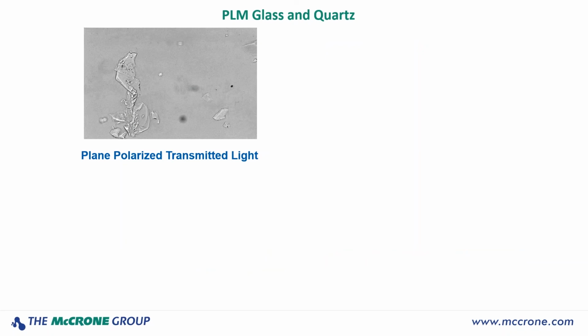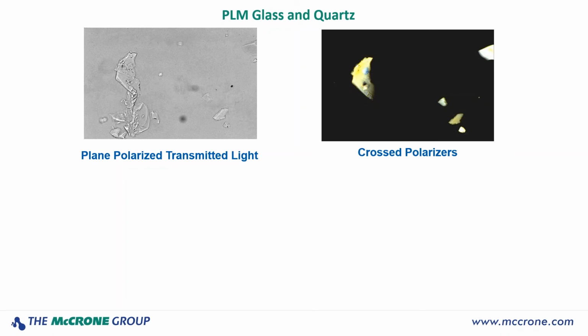Here's another example of polarized light microscopy. If you're looking at samples that have a lot of clear crystalline materials in them, you can't really tell too much about them or differentiate them with normal plain polarized transmitted light. They're just clear fragments, and you really can't distinguish anything from one another if they happen to be different materials. One of the ways to help distinguish these types of things is to cross the polarizers again. If we do that, now we can see that some of these fragments have coloration to them.